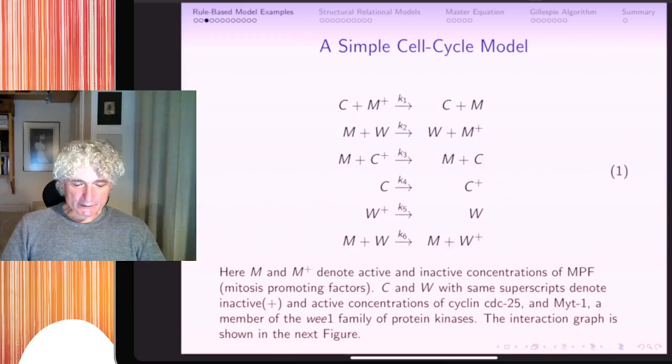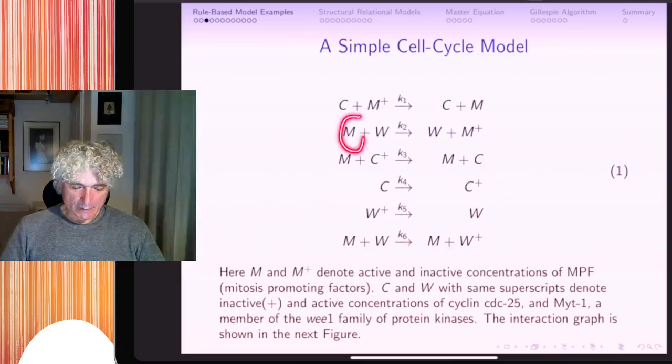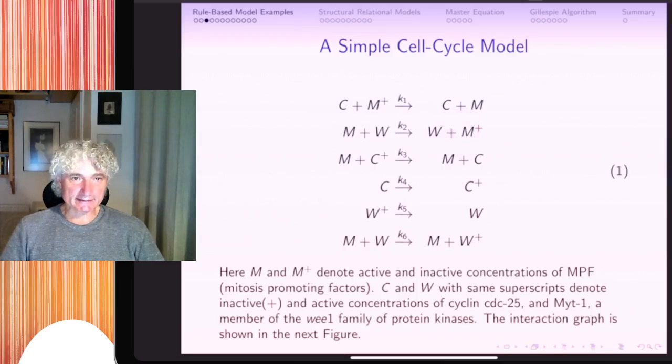Now let's look at the next one. Here we have an inverse kind of thing. Here we have M and M plus. You see that the mitosis promoting factor in this reaction gets activated, and the catalyst is here the W, the V1 protein. Now in the next reaction we have the fact that there also can be deactivation. Here comes in C plus on the left hand side. So the cyclin is active and then gets deactivated by the mitosis promoting factor.